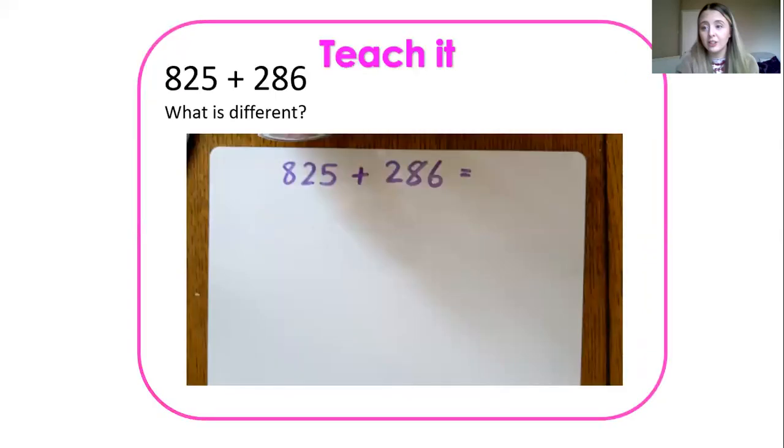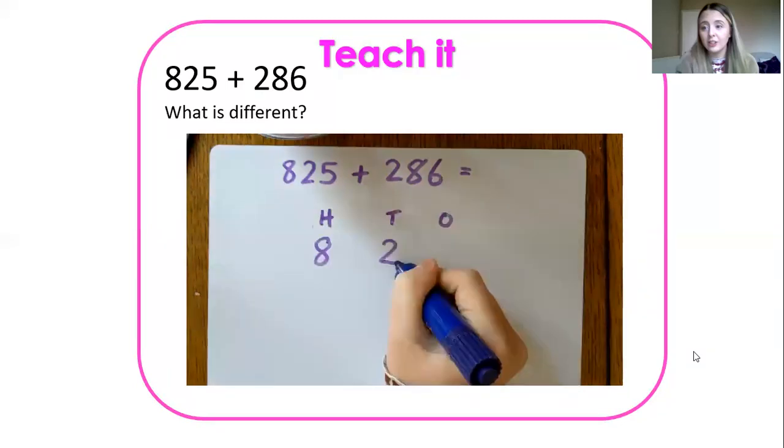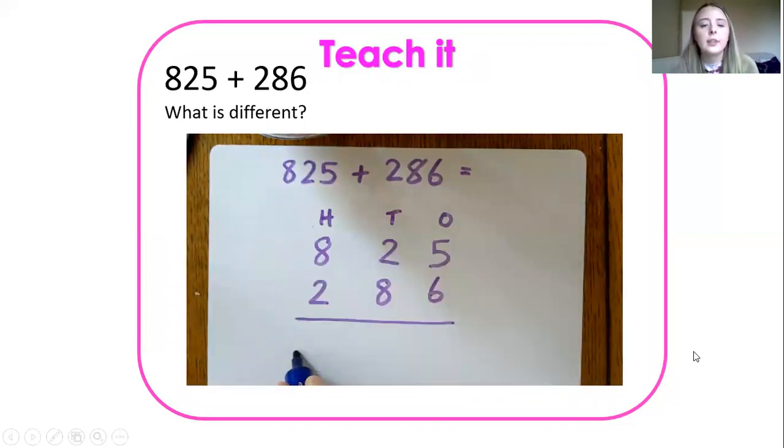So this one is a little bit different. So it's the same way. I'm going to do the same column addition, and I'm going to do the same exchanging. I want you to spot what's different about this. Have a look. I froze again. So again, 100s, 10s and 1s. I'm writing out my numbers. 825, and then I've got 286. I'm going to turn this down because you can hear my squeaky pen.